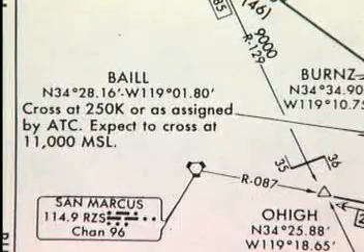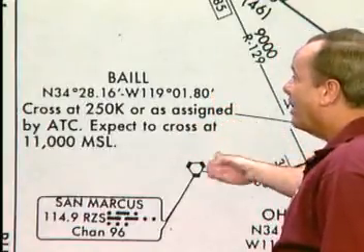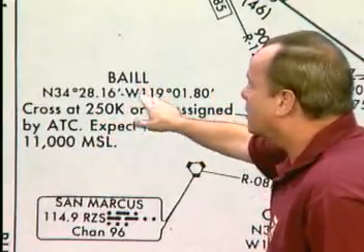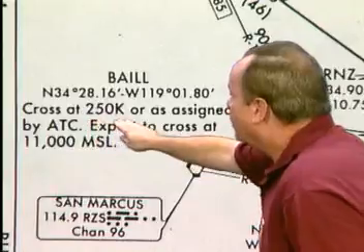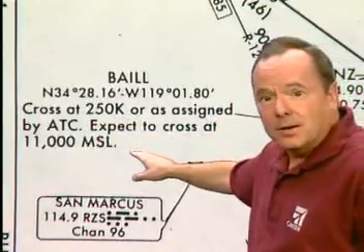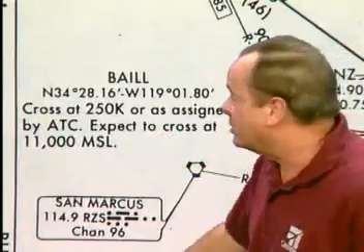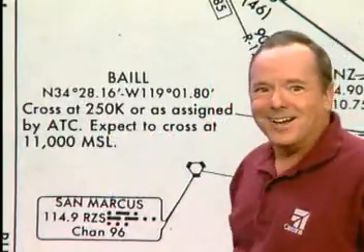Now, there are some other restrictions that ATC needs you to comply with unless they specifically say otherwise. For instance, here on the Fernando 5 arrival, they want you to cross Bale intersection at 250 knots unless they give you a different speed. Now, I, for one, would not want to be the test pilot who tries to do that in a Skyhawk.